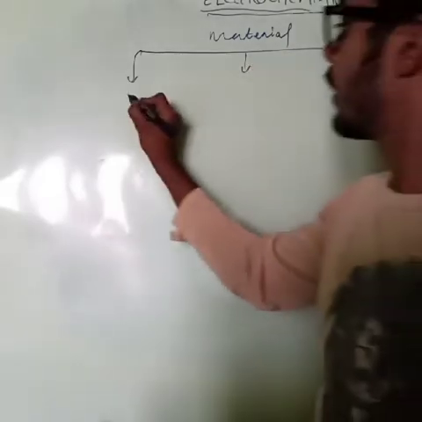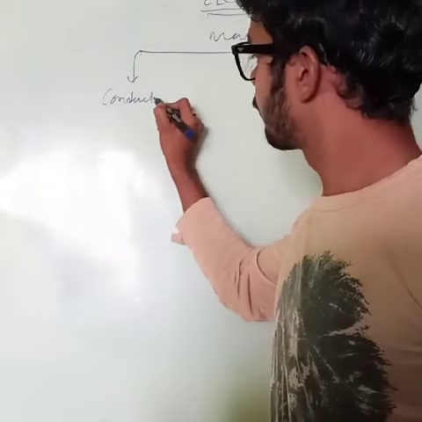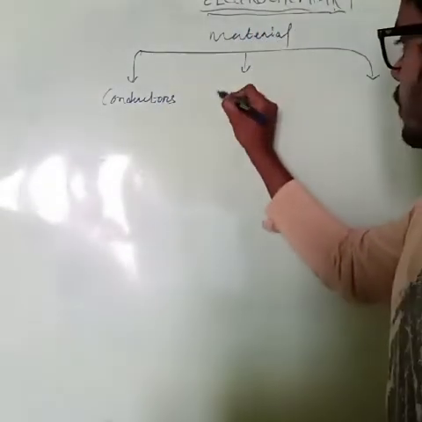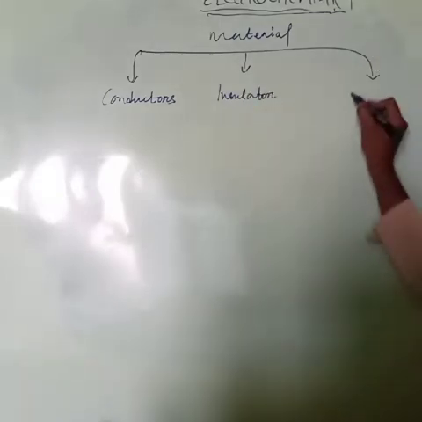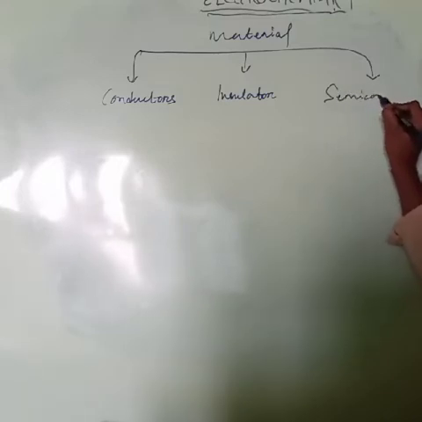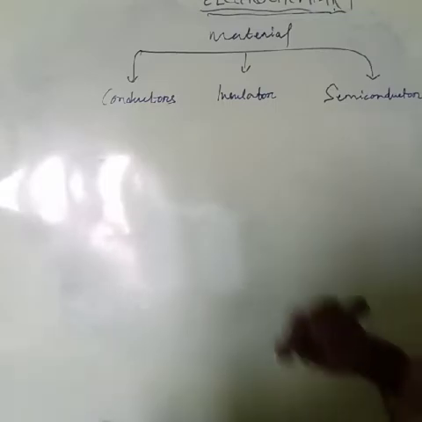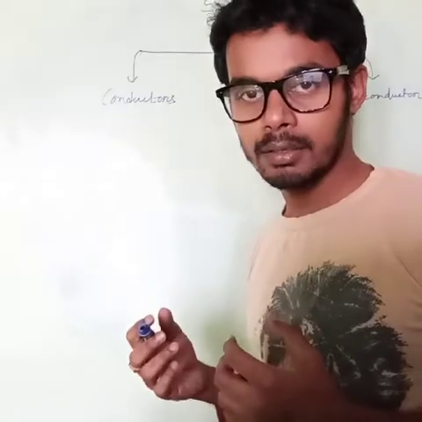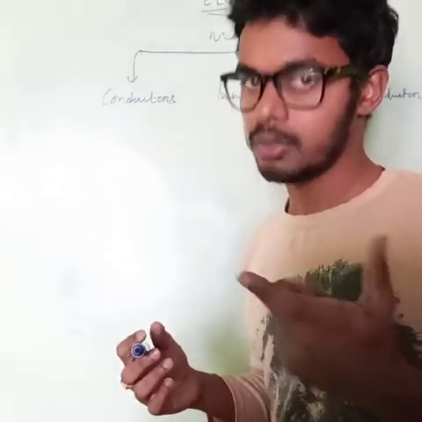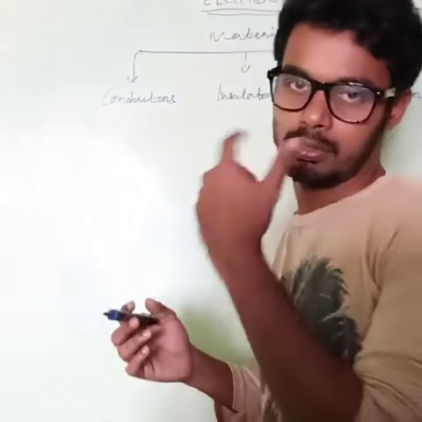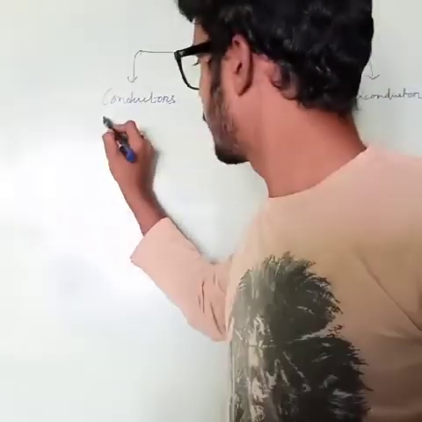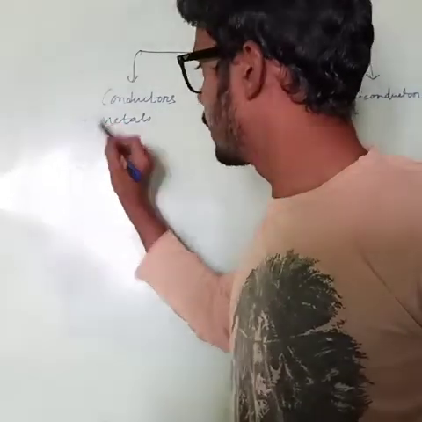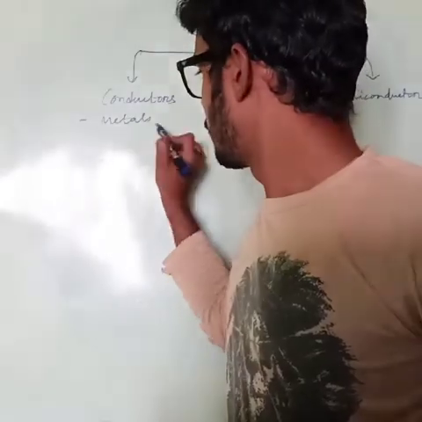The first is conductors, second is insulator, third is semiconductor. Okay, it is very basic: what are conductors? The metals conduct electricity. Those that conduct electricity or electrons, we will call conductors. For example, metals. Normally metals conduct electricity, as well as some alloys.